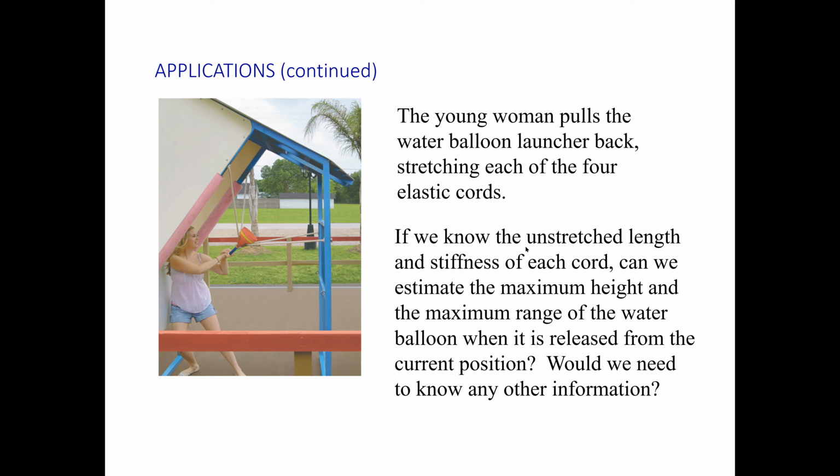So in this particular problem, a young woman pulls a water balloon launcher back, stretching each elastic cord. What if we wanted to estimate the maximum height and the maximum range of the water balloon when it's released from its current position? So what information would you need to know? Probably the angle, right? Maybe the K values for the spring constants, or the elastic cord constants, would also give you that information, okay? And maybe something else related to the actual mass of the water balloon.